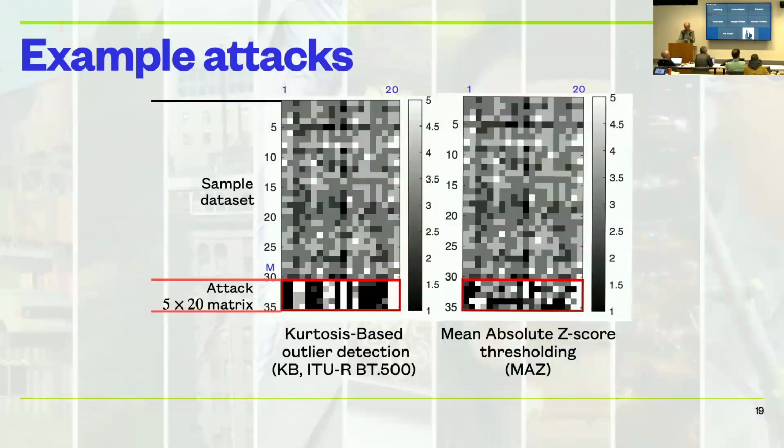All right, so here are some example attacks. On the left, the kurtosis-based, on the right, the mean absolute z-score. And you can see that for the kurtosis-based outlier detection, the attacks were quite simple. You're mostly just black or white. That means all ones or all fives. And for the mean absolute z-score, the attack had to be more intelligent to decide about the rating.